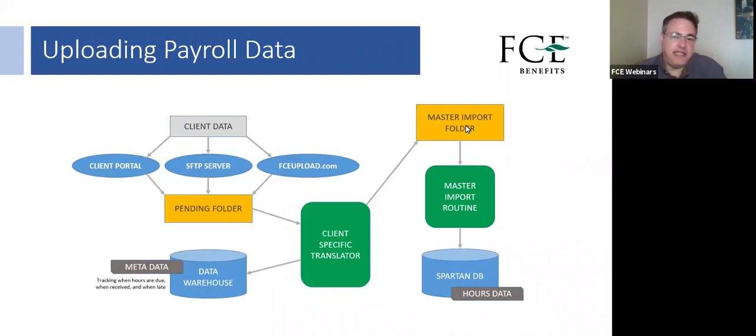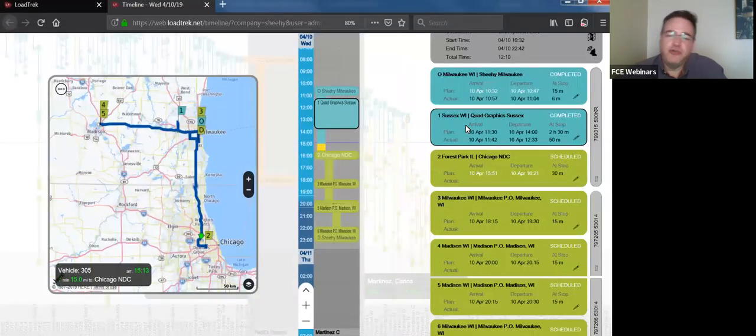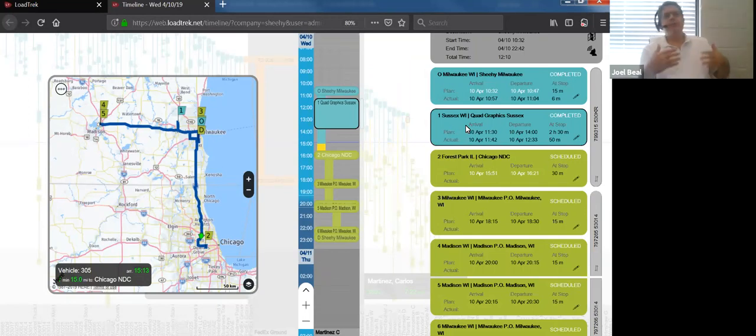And of course FCE can accept that. That's where LoadTrek comes in as far as being able to track all of this. Joel, do you want to tell us a little bit how LoadTrek does this? Yeah, so the people who use LoadTrek use it to organize their work, and in the context of a federal contractor who's also a trucking company, you'll load in your contracts. It starts with loading in your contracts, and the contracts will consist of work or trips. So step 1 is to get everything loaded into the system.